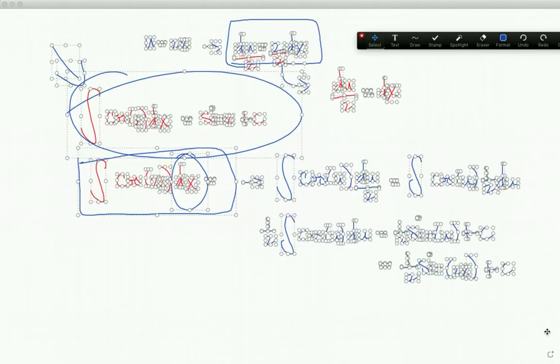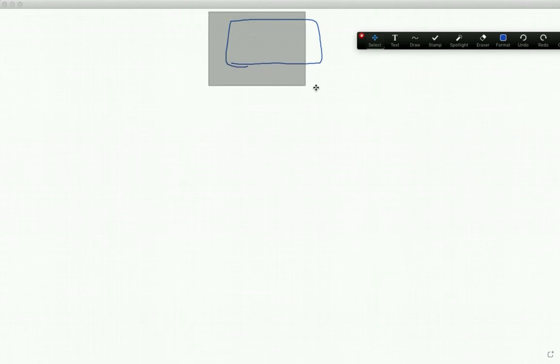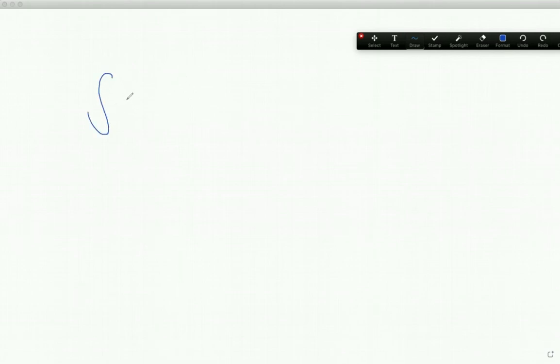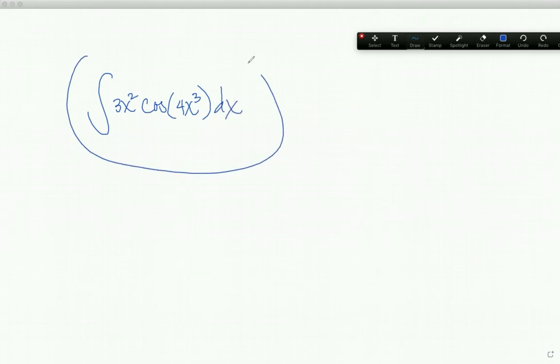So this is a very basic example, and I will teach you ways to diagnose when you should use U substitution, but I'll give you a slightly more advanced example right now, and we will conclude with problem 17. So suppose that you had instead 3x squared cosine, let me make it a bit more interesting, cosine 4x cubed dx.